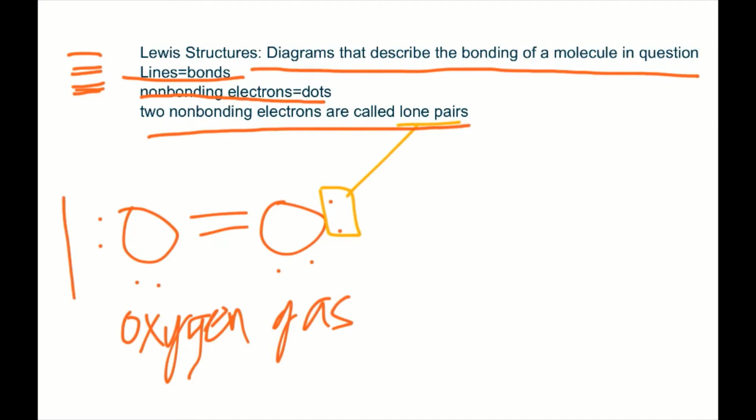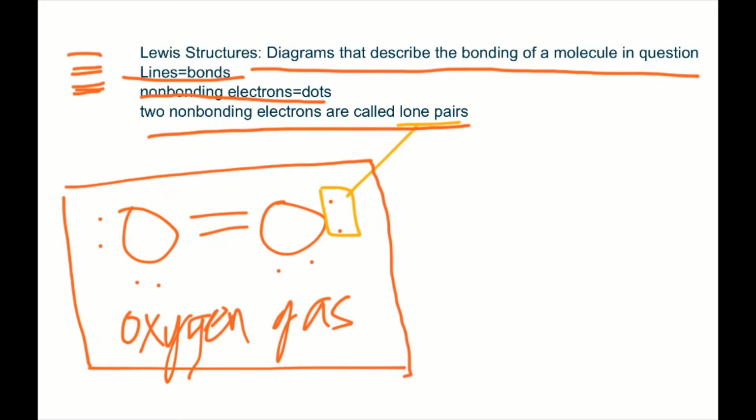So in this example, this is a Lewis structure for oxygen gas, O2. And as you can see, in yellow, the two non-bonding electrons can be considered a lone pair. And this is a double bond written as two lines. And yeah, oxygen gas looks like that. Now let's actually learn how to draw these.